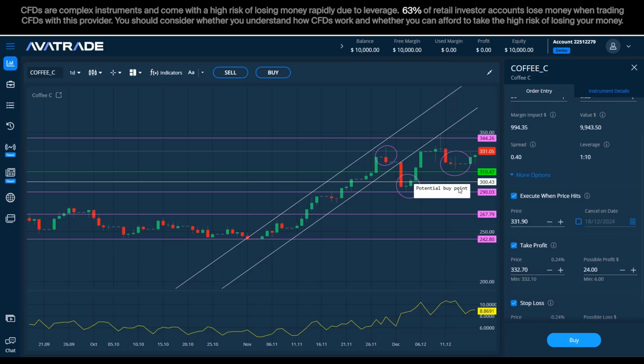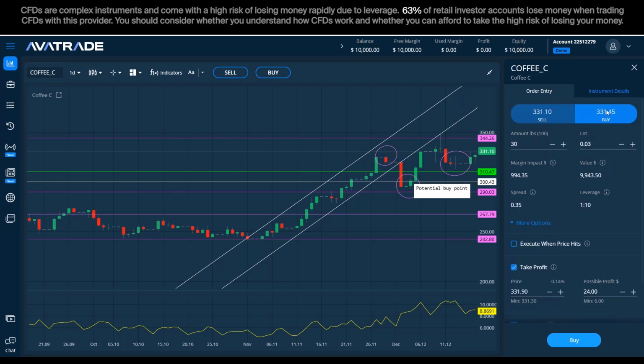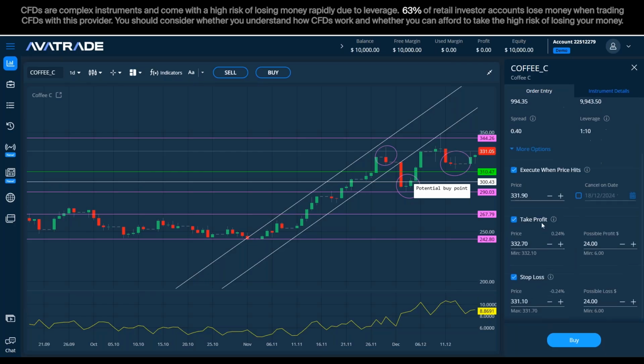Now, because I'm planning to launch the position at 300 and not currently, I have to set execute when price hits. Because if I click here buy and I click on the buy as it is, it's going to launch it by market execution. And we don't want market execution. We want 300 as our set price. And we also want to change it to the 10 that we are aiming for. So we'll go for 310.